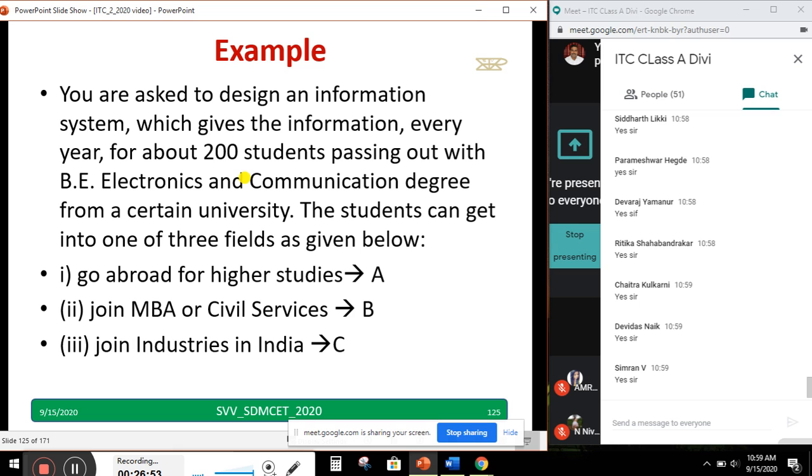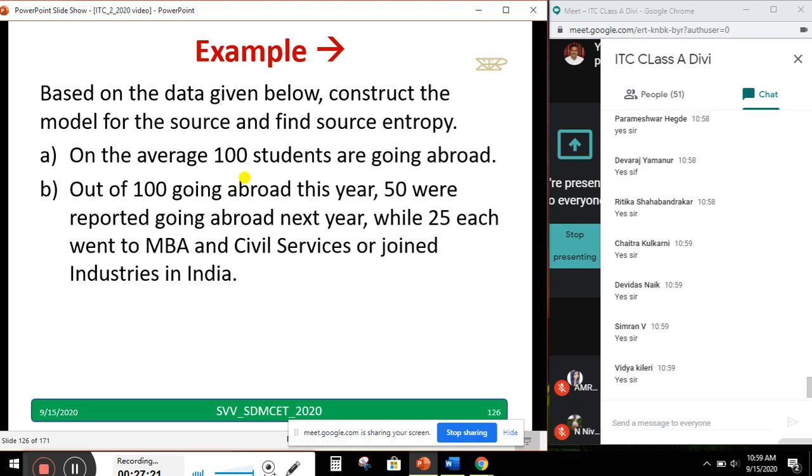Read it. You are asked to design an information system which gives information every year for about 200 students passing out with a BE Electronics and Communication degree from a certain university. The students can get into one of three fields as given below. Go abroad for higher studies, it is treated as an A state. Join MBA or civil services, it is a B state. Join industries in India, it is a C state. Based on the data given below, construct the model for the source and find source entropy. Means you have to find out H only.